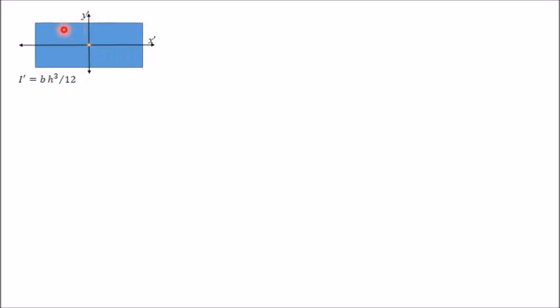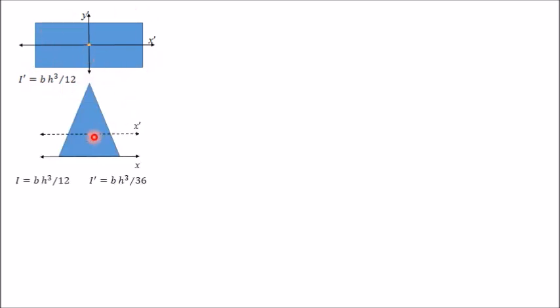Similarly, if you want to determine moment of inertia of this rectangle with respect to this y dash axis, then this side you should take b and this side as h. Accordingly, you will get bh cube by 12 as moment of inertia of this rectangle with respect to centroidal axis.